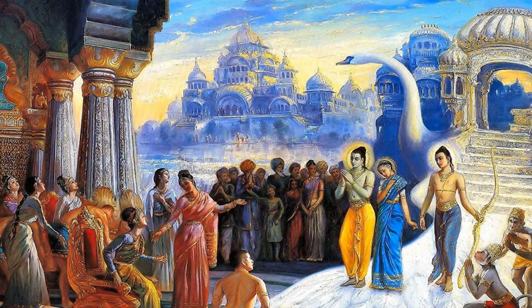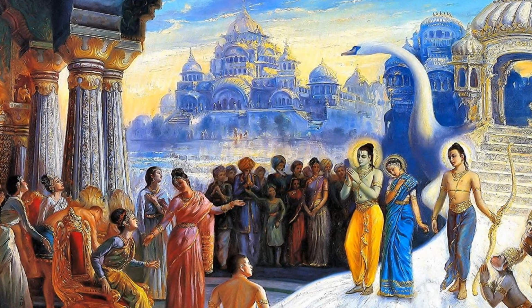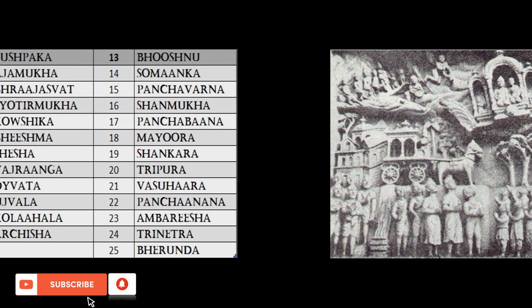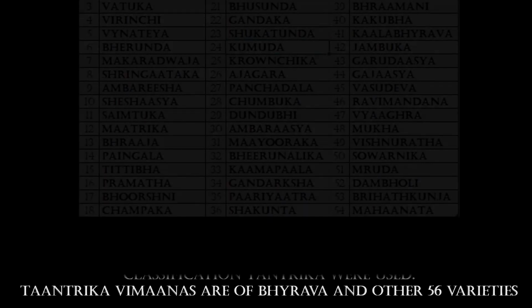Vimanas were distinguished as per different yugas. Like in Treta Yuga, flying machines were of mantrika category. Pushpak Viman was one of the mantrika Vimanas. They were available in 25 varieties.